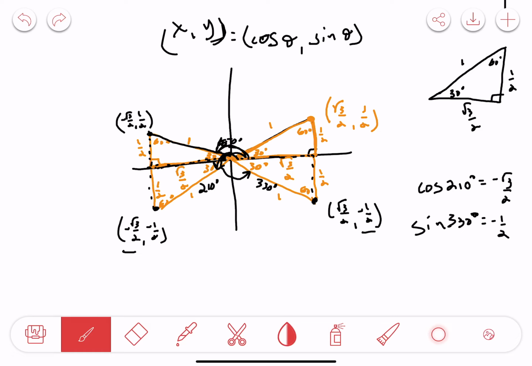Now let's take a second and put those values on our unit circle.